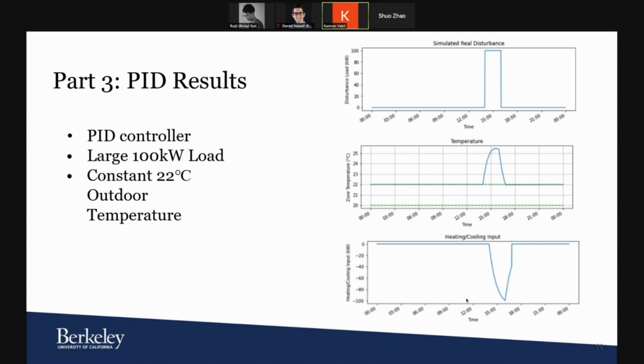Here we compare our MPC controller with a conventional PID controller. Since the PID controller has no predictive elements, we can see that the sudden load increases the temperature much more than in the MPC case.